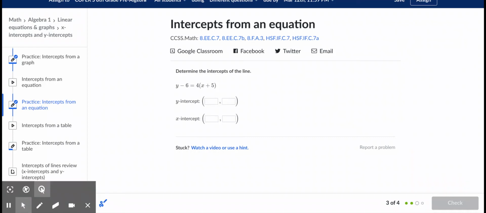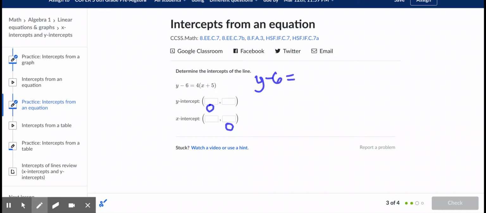Over here, the same thing is happening again. I'm trying to find my y-intercept and my x-intercept. Anytime I'm looking for my y-intercept, I know that my x has to be 0. Anytime I'm looking for my x-intercept, I know that my y has to be 0. So let's start this off here. I'm going to find my y-intercept. I know my x is 0, so I have y minus 6 is equal to 4 times x plus 5. We said that x was 0, so I'm going to plug in 0 for my x.